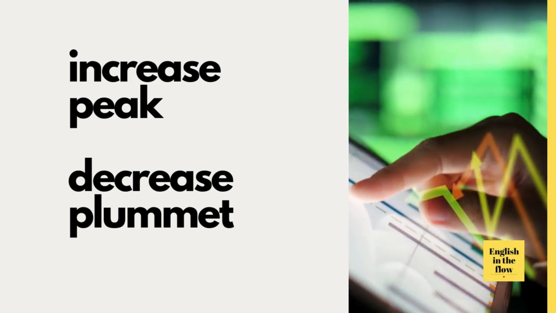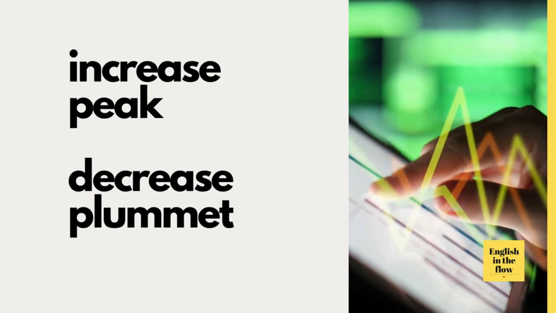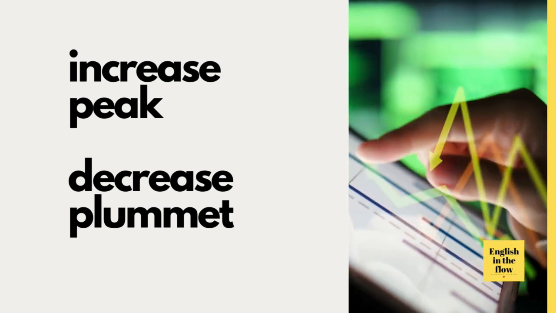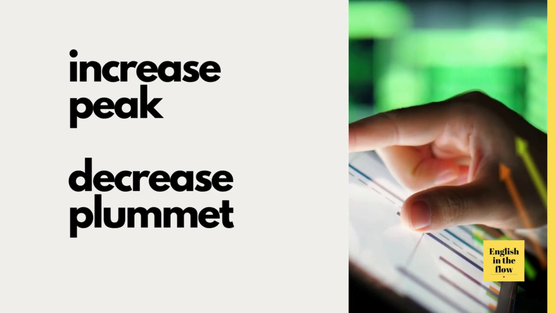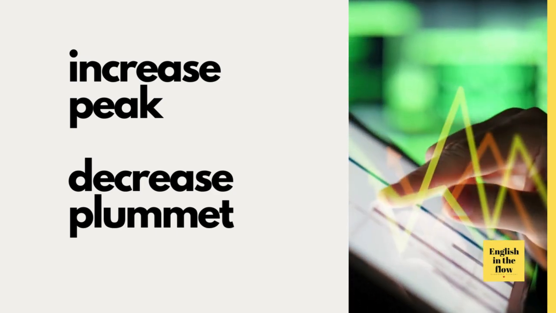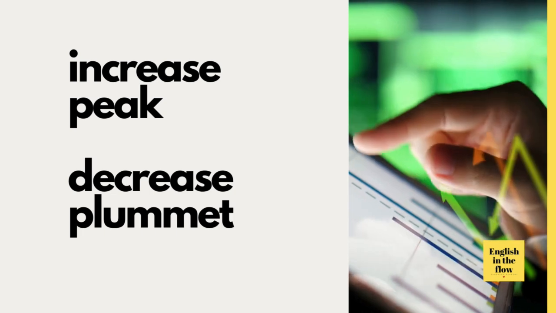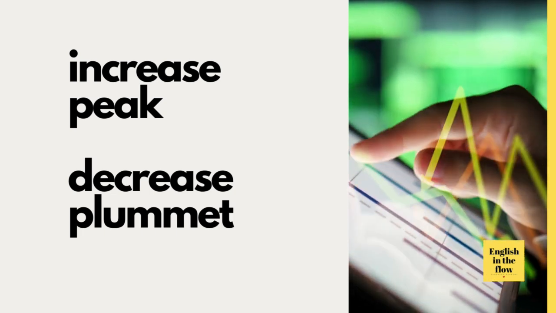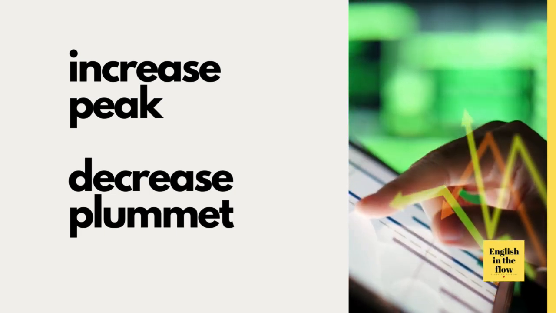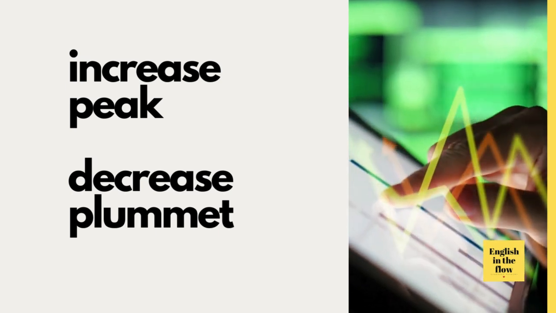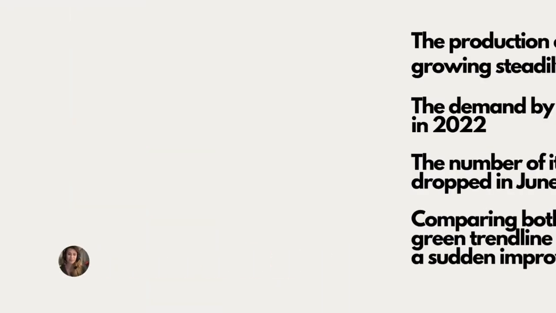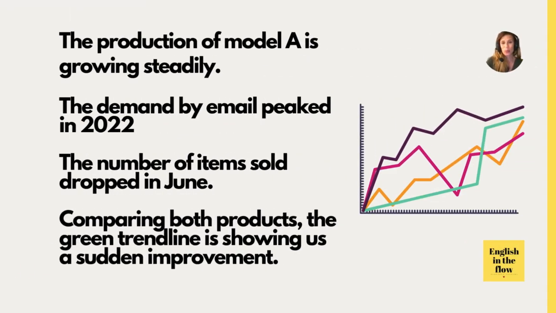And the main verb to use is increase and decrease. It's also a noun, an increase and a decrease. Or on the top of your highest number in your graph, in your axis, you will have a peak. And when it's the other way around, when it's really a big drop, we talk about a plummet. Take some inspiration from these examples.